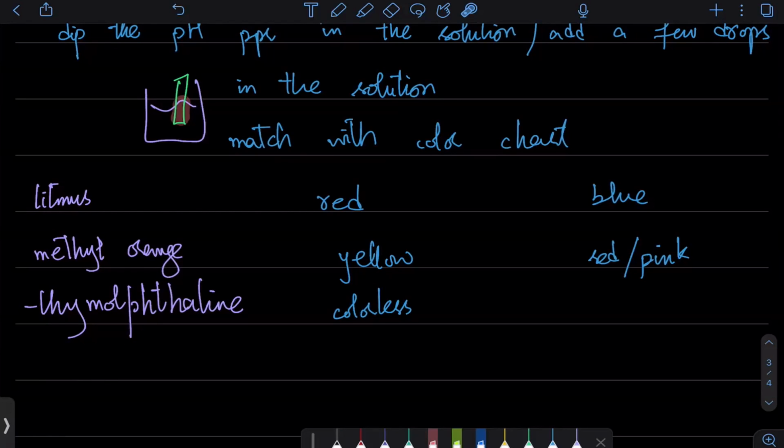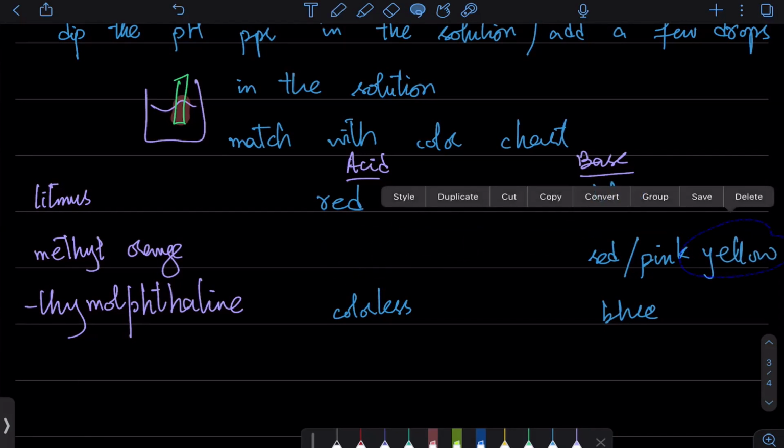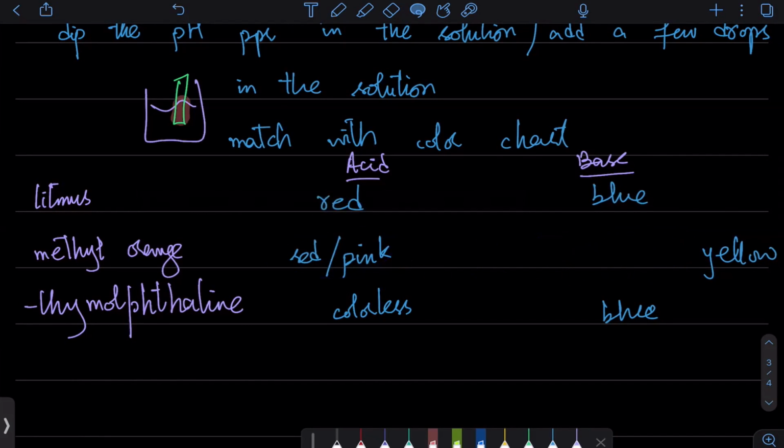And for thymolphthalein, the colors are colorless to blue. So just like litmus, it is blue in the base, but just like phenolphthalein, it is colorless in acid. Sir, in our chemistry book, it's written that methyl orange in acidic solution is red. Okay, then I might be writing the opposite way. It's in Chemistry Matters. I will take that. I will flip them like this.